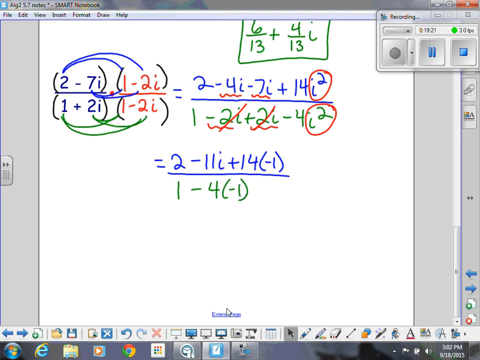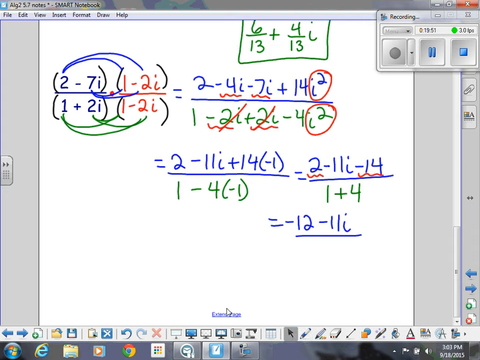All right, let's simplify those negative 1s. So in the numerator, I have 2 minus 11i. 14 times negative 1 is negative 14. And then in my denominator, I have negative 4 times negative 1 is positive 4. So I have 1 plus 4. So we're getting there. We're almost there. I'm going to combine my constants together. 2 and negative 14, that gives me negative 12 minus 11i. And then in my denominator, I just have 5.